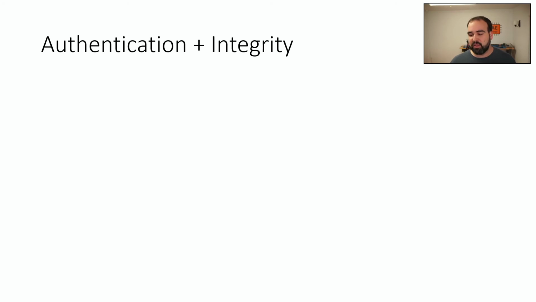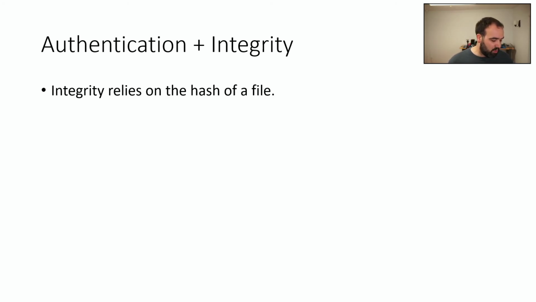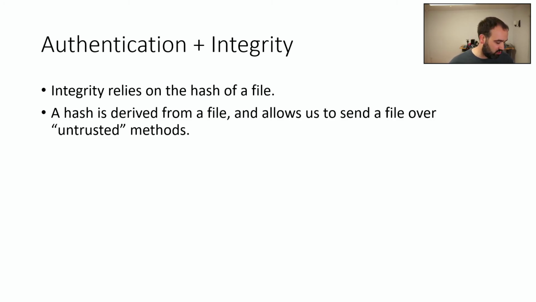That's one of the things that you can run into. So what we're going to have to combine is the authentication and the integrity, because integrity relies on the hash of a file, right? So we can make a hash that tells us this file has not been modified. But how do we trust that hash, right? I had the example of sending it over the phone. Obviously, we won't always have such a secure channel.